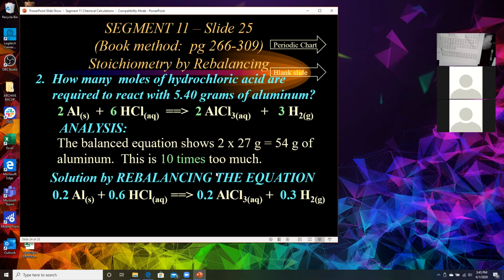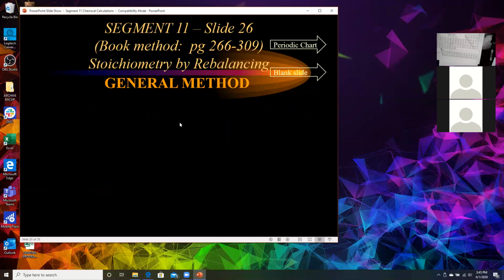So I rebalance the equation. Now that 0.2 aluminum is 5.4 grams of aluminum. But when I did that, I got 0.6 moles of this. So how many moles of hydrochloric acid are required to react with 5.4 grams of aluminum? There's my answer, 0.6. I got the answer by rebalancing the equation and reading off the coefficients of the rebalanced equation. I didn't do grams to moles and moles to moles. That's the way you would have done it from high school. I didn't do that. I did it this way.